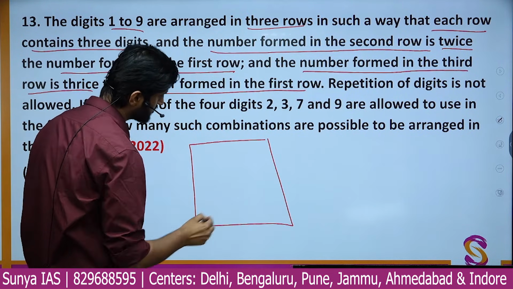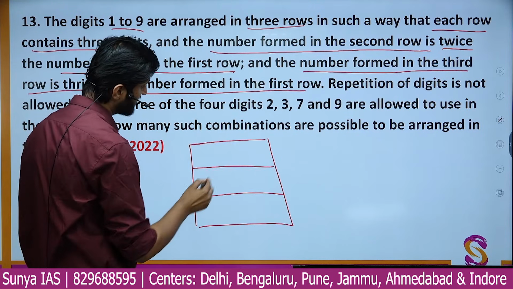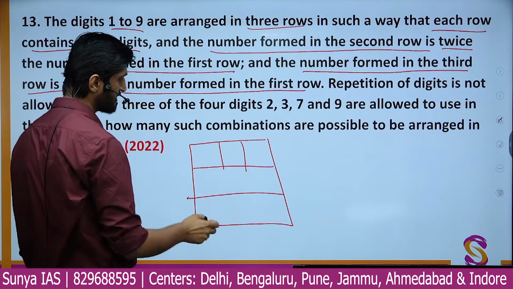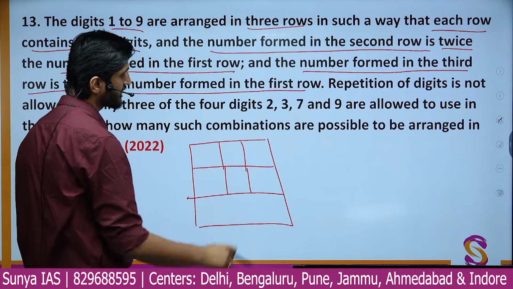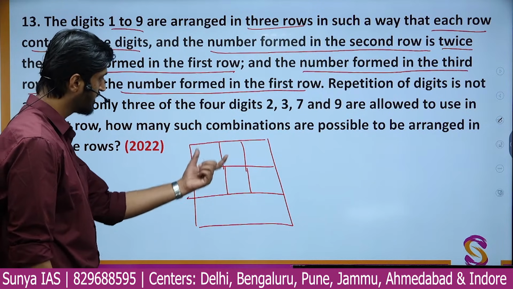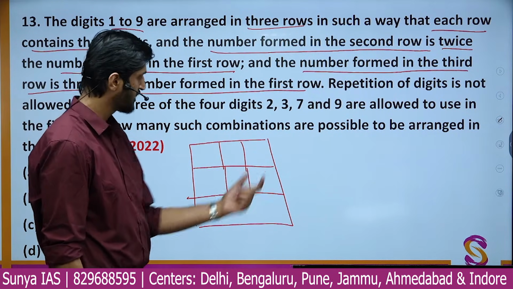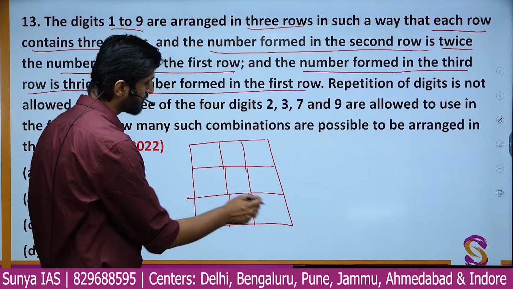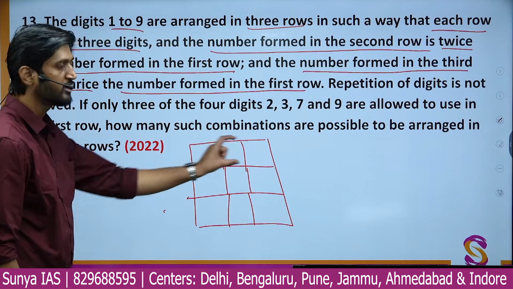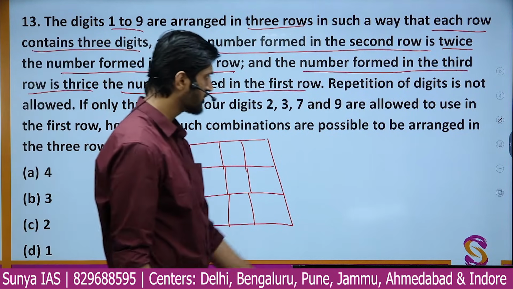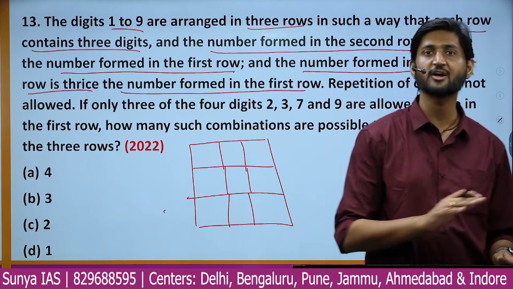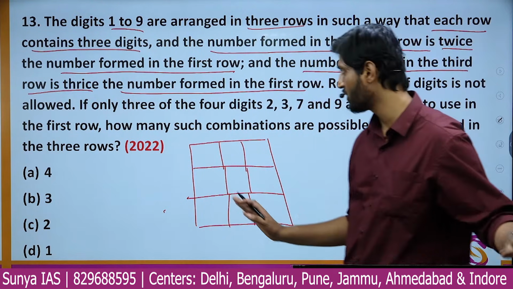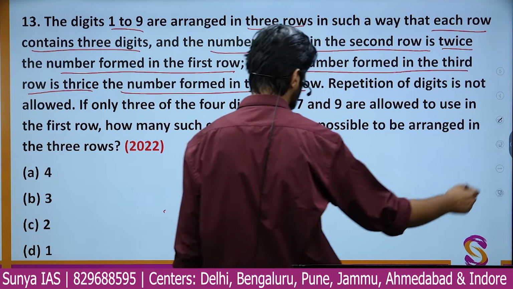So let us assume this is a matrix. Here we have the first row in which 3 numbers are placed. In the second row there should be the numbers which are just twice of the first number, and then in the third row we should have numbers which are thrice the numbers in the first row. It is actually such a question which will waste a lot of time. So what is the approach to solve this question?